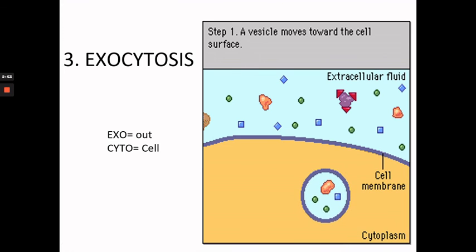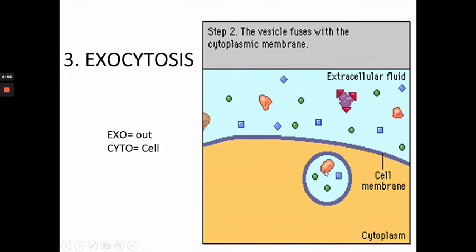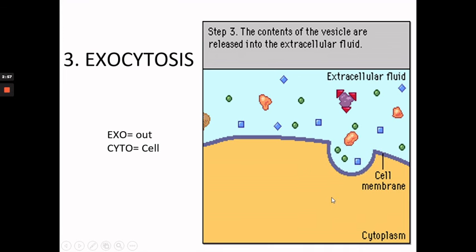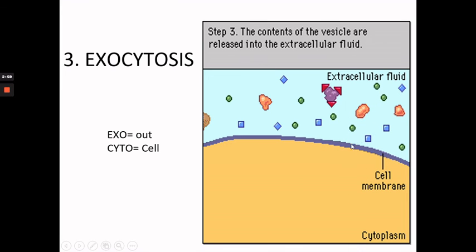Lastly, we have exocytosis. You can see in this picture, materials will move from inside the cell to outside the cell. Exo means out, cyto means cell, and exocytosis is when materials move from inside to outside the cell.